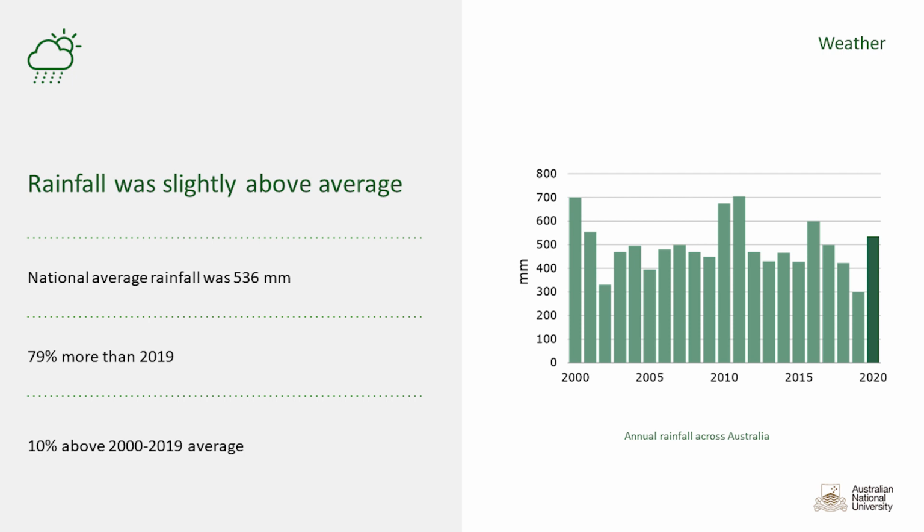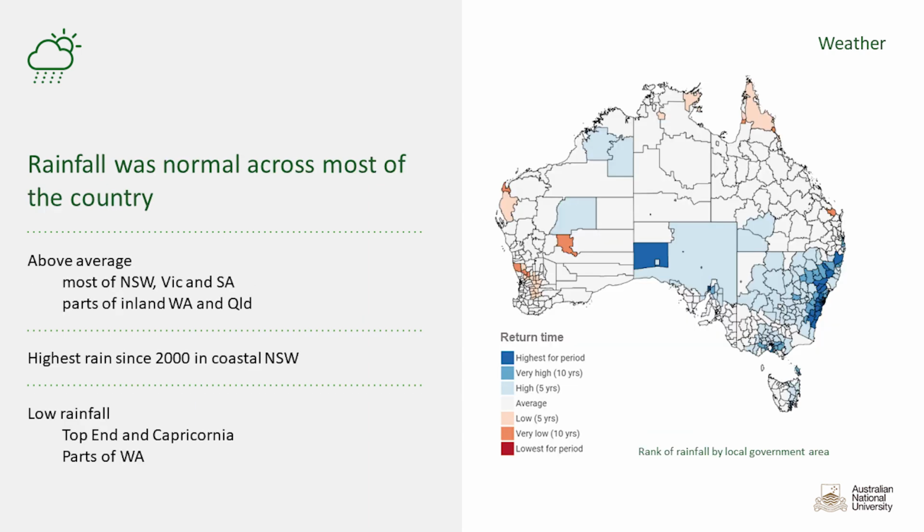Rainfall in 2020 was slightly above the average. The national average rainfall was 536 millimeters, and that is 79% more than the very dry previous year. It is also 10% above the 20-year average. Rainfall was normal across most of the country. It was above average in most of New South Wales, Victoria, South Australia, parts of inland of WA and Queensland, and it was the highest range since 2000 in coastal New South Wales. There was low rainfall across the top end of Capricornia as well as in parts of Western Australia.